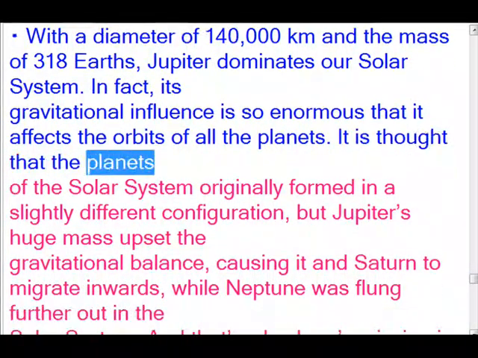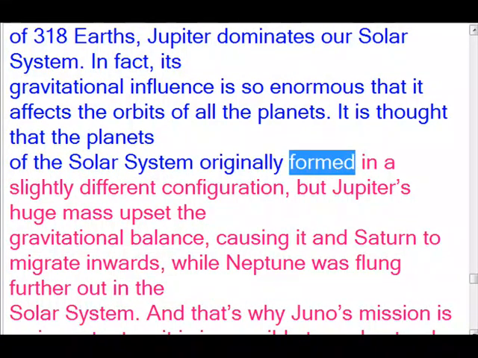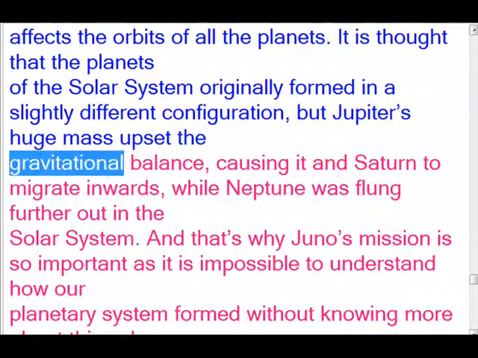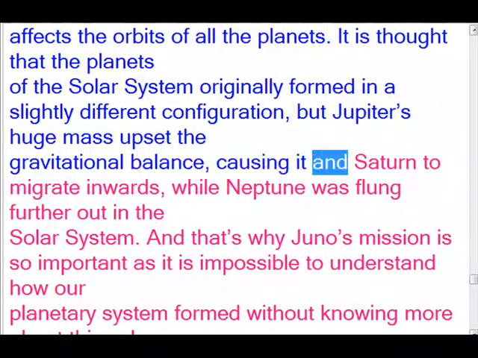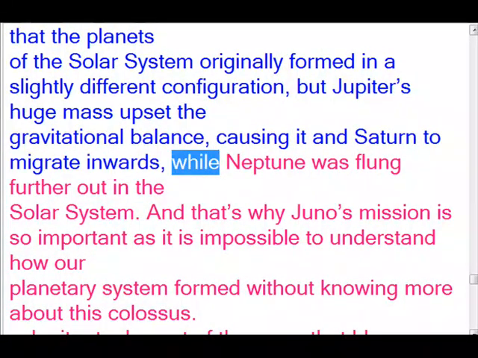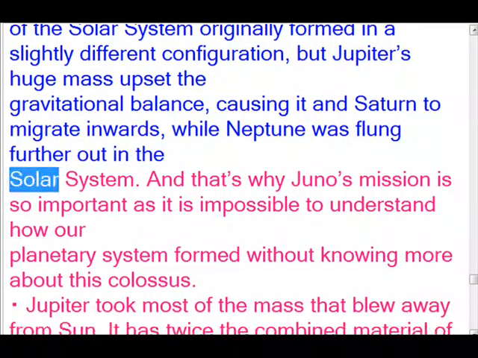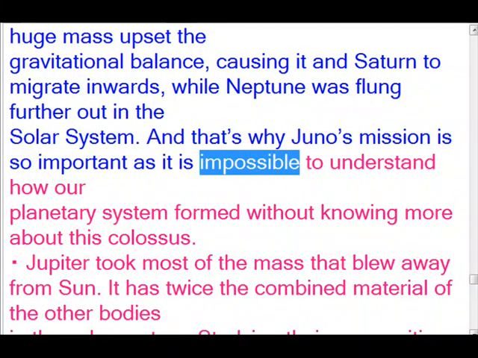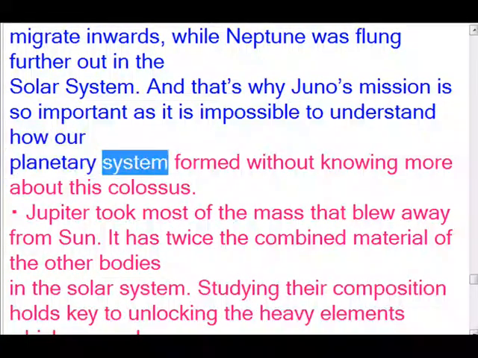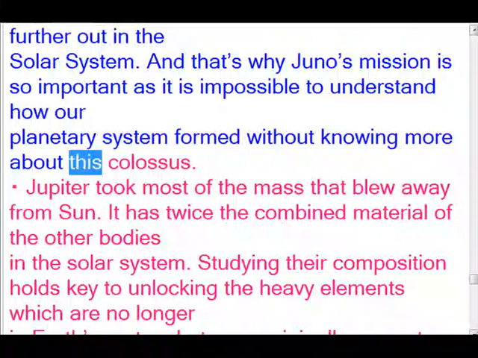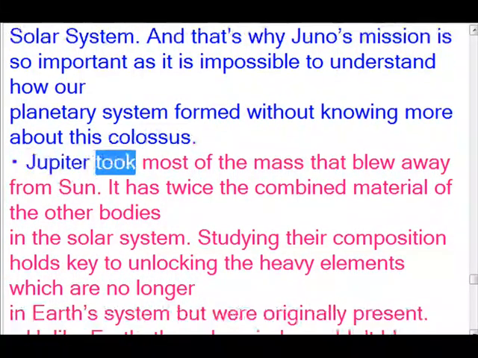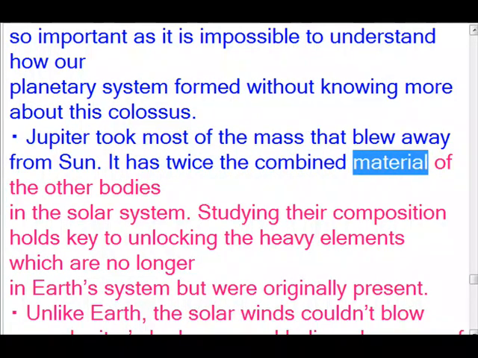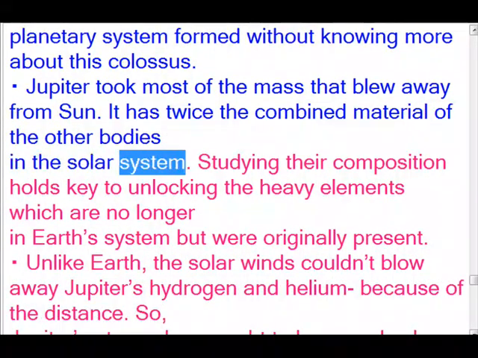It is thought that the planets of the solar system originally formed in a slightly different configuration, but Jupiter's huge mass upset the gravitational balance, causing it and Saturn to migrate inwards, while Neptune was flung further out in the solar system. And that's why Juno's mission is so important, as it is impossible to understand how our planetary system forms without knowing more about this colossus. Jupiter took most of the mass that blew away from the Sun. It has twice the combined material of the other bodies in the solar system.